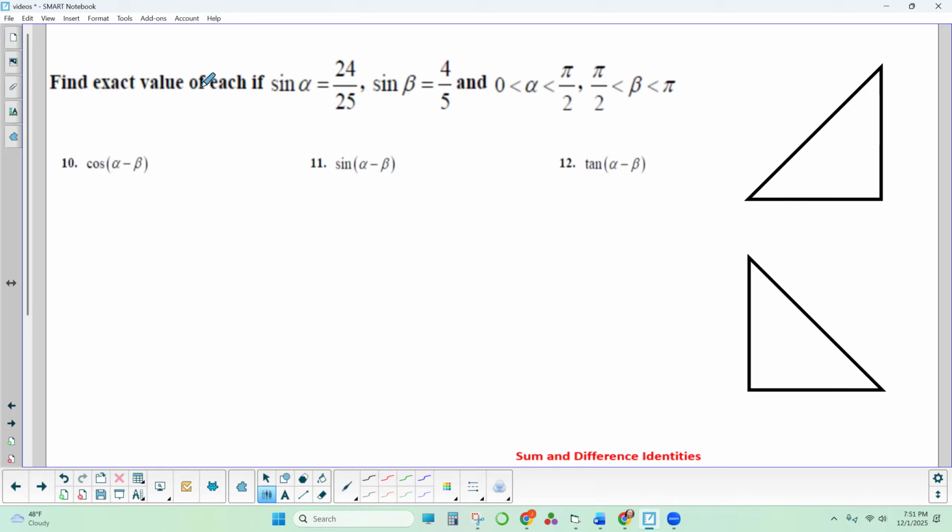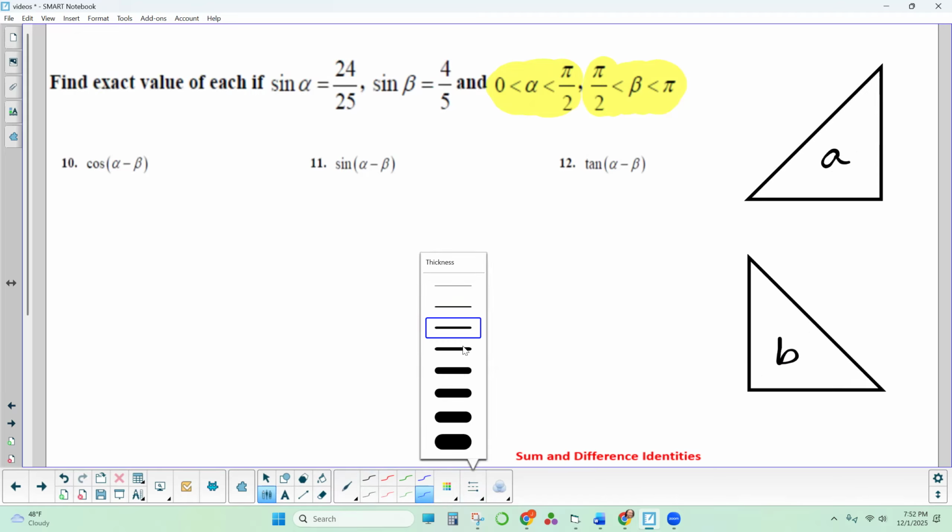So if we read this, it says find exact value of each if sine of alpha is 24 over 25 and sine of beta is 4 over 5. And we're given that alpha is between 0 and pi over 2, and that beta is between pi over 2 and pi. So I'm going to label these two. I've got some triangles over here I've drawn, and I'll label this one A and this one B for alpha, beta.